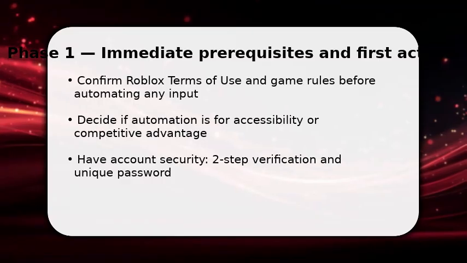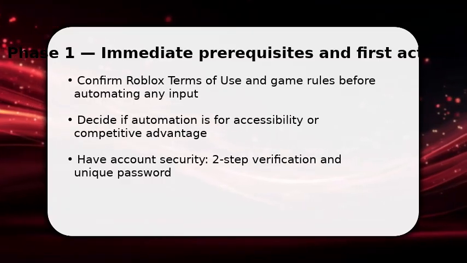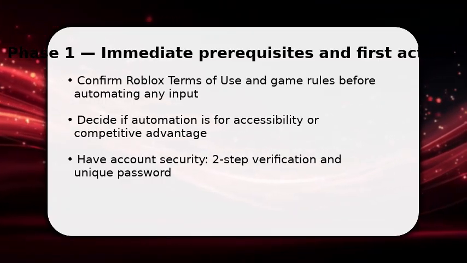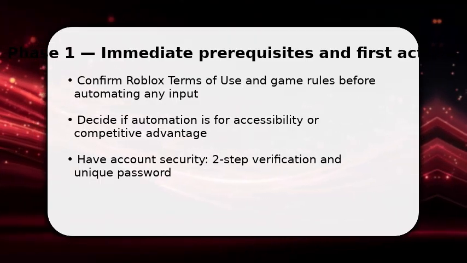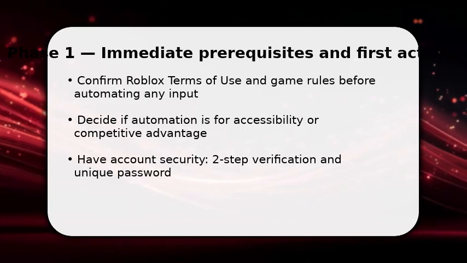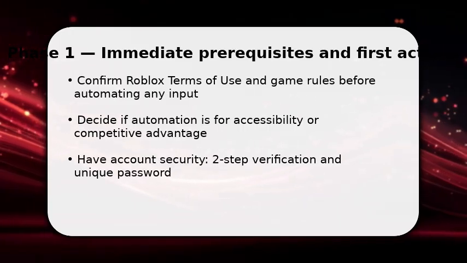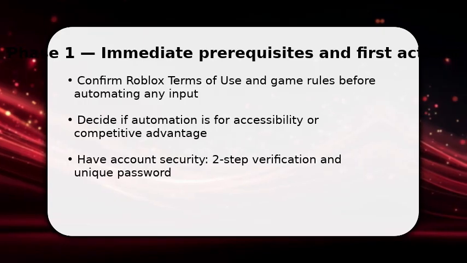You start by checking rules. Read Roblox terms of use and the specific game's rules because policies determine what's allowed. Once done, decide whether you need automation for accessibility versus gaining an advantage. That changes how to proceed.